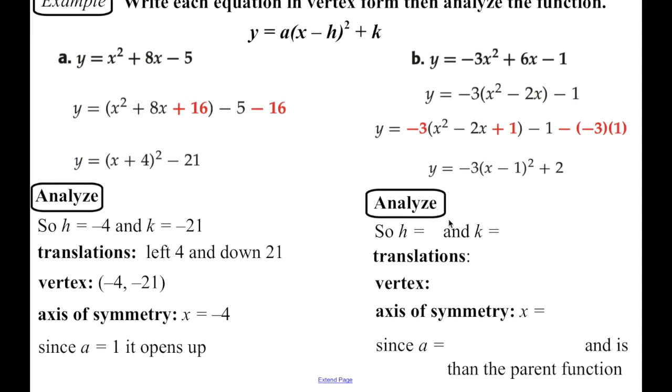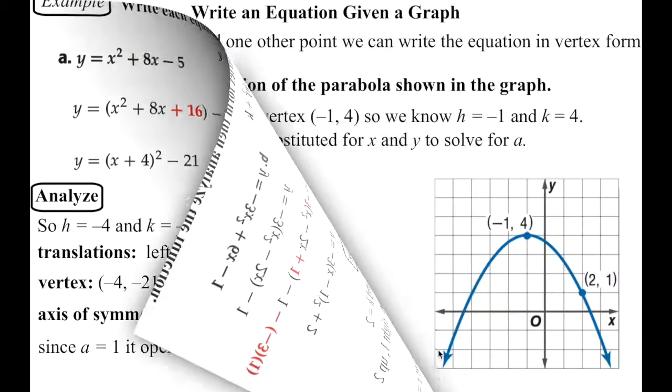So this tells me that h is 1, k is 2. So that tells us our translation is to the right 1 unit and up 2 units. The vertex is (1, 2). The equation of the axis of symmetry is x equals 1. In this one, a is negative 3. So since a is negative 3, we know that it opens down. And this value is a whole number, so that tells us that it is narrower than the parent function. It's a little bit skinnier.